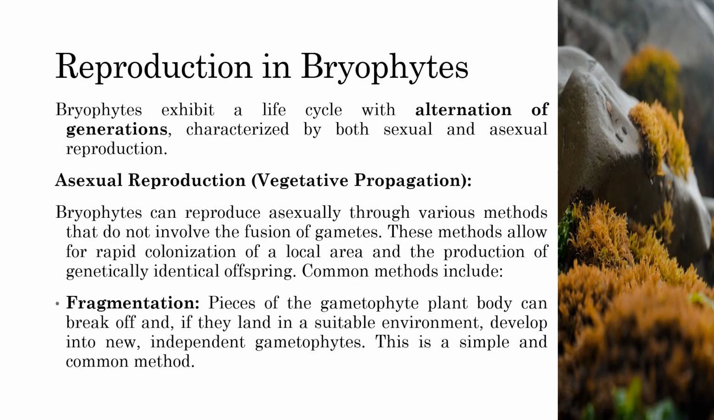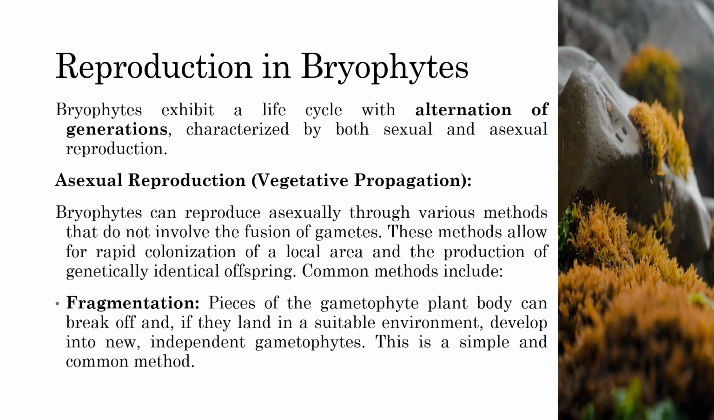Bryophytes exhibit a life cycle of alternation of generation. They have both sexual and asexual reproduction. Asexual reproduction is generally called vegetative propagation or vegetative reproduction.